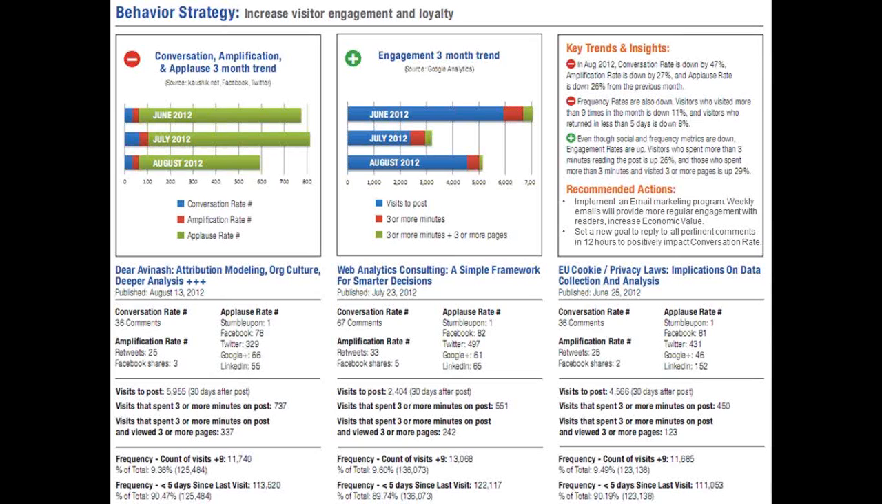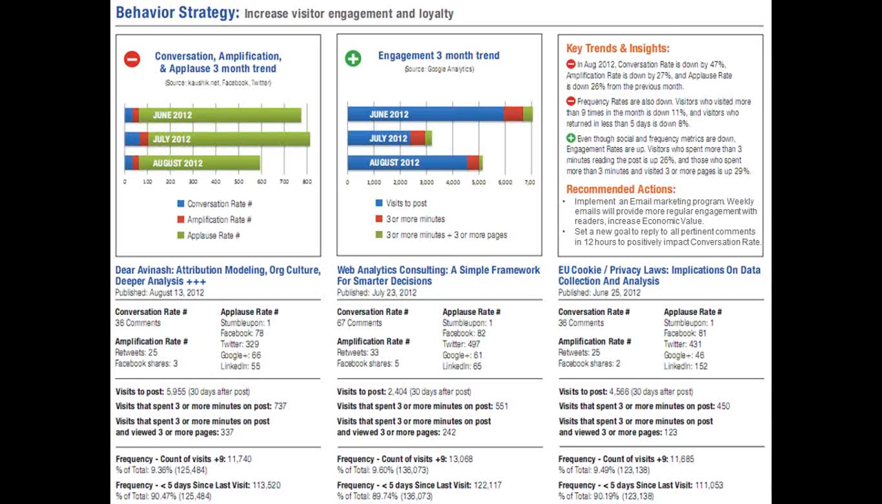So for behavior, it has the applause rate, right? The StumbleUpon, the Facebook likes, Google Plus, LinkedIn. The amplification rate is the number of retweets, number of shares. The micro conversions in terms of comments, right? And it has the key insights. So you can directly look into the insights and see which ones are negative, which ones are positive.